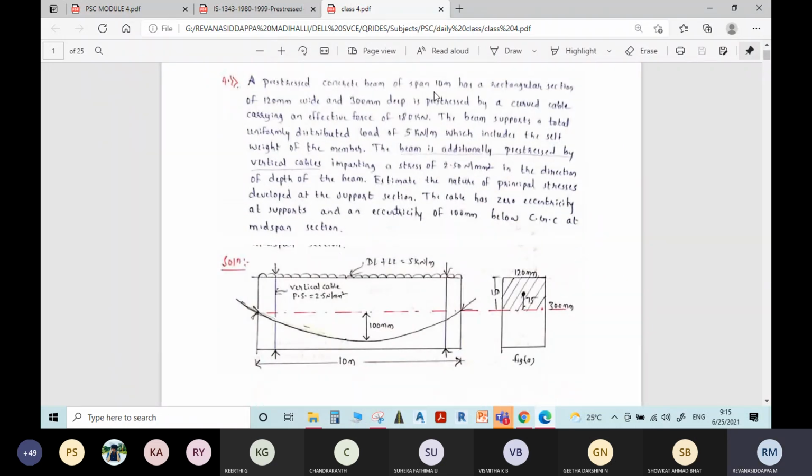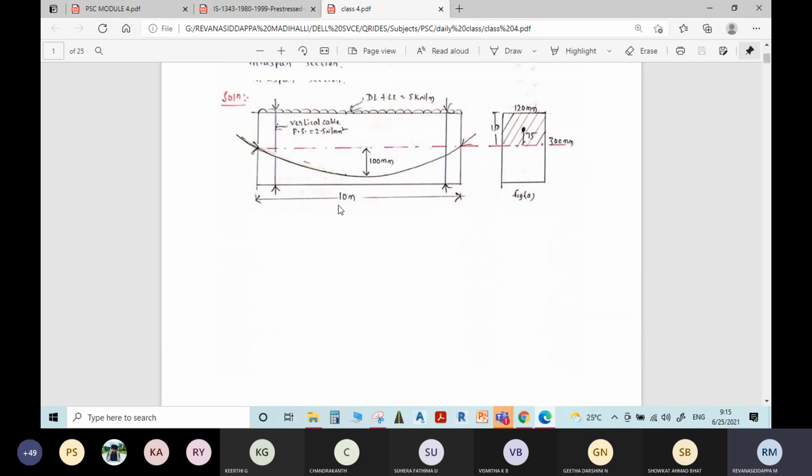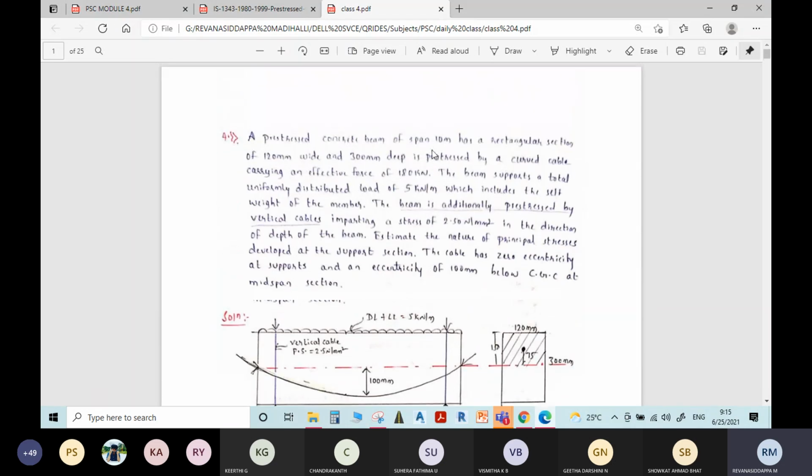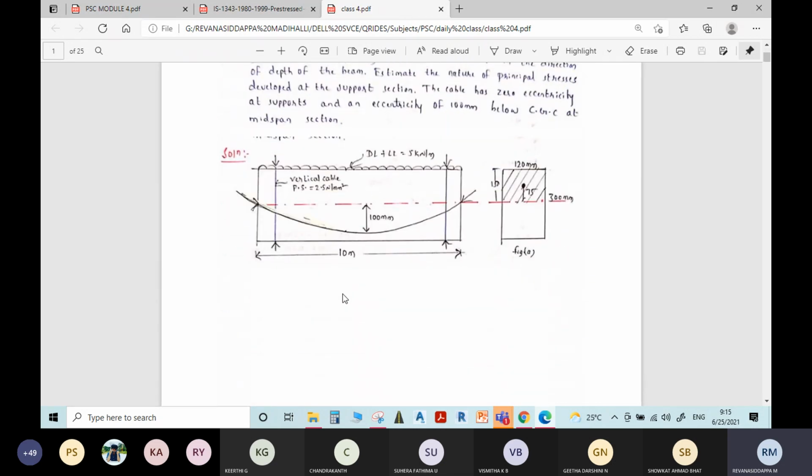A pre-stressed concrete beam of span 10 meter, span 10 meter, it is mentioned in the geometric property only. Span 10 meter has a rectangular section 120 by 300. All the geometrical properties are mentioned, and whatever the load, that is also mentioned. Vertical pre-stress also mentioned. Everything is mentioned in the diagram itself. No need to write the given data, right? Everything is mentioned, and directly we will solve.